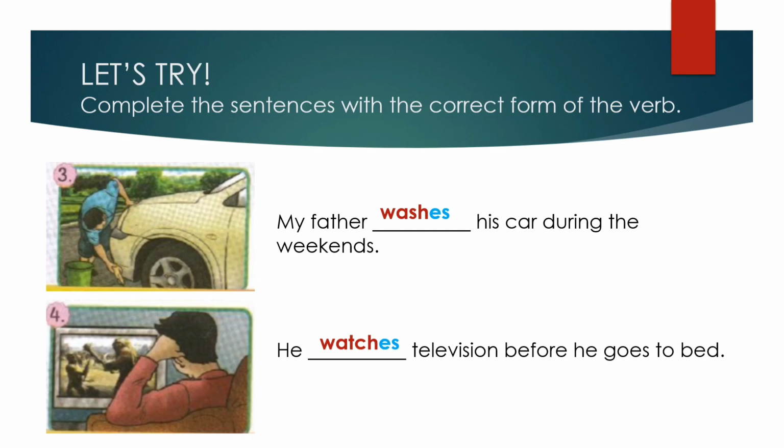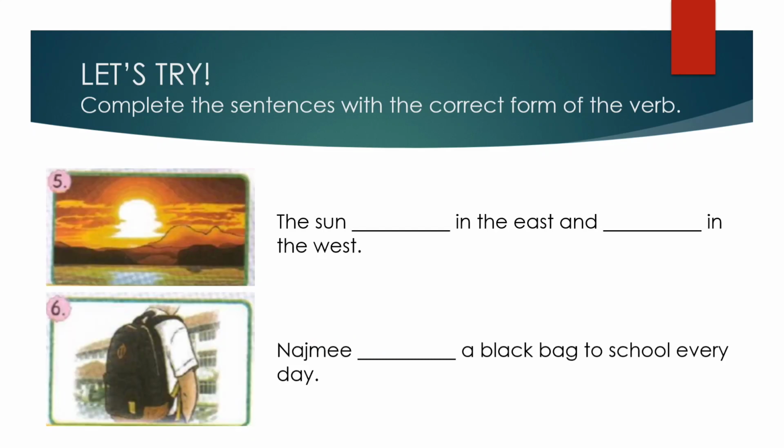Alright, now let's move to the next question. Number 5. Okay, this is the general statement. The sun rises in the east and sets in the west. So what's your answer? The sun rises in the east and sets in the west. Because sun is only one, we use rises. We need to add s to the word rise. And also sets, we need to add s to the word set.